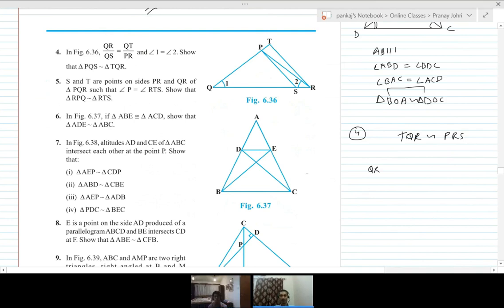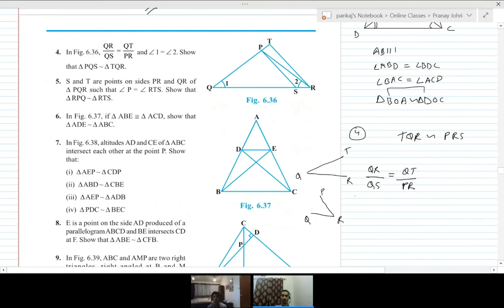QR, basically this length, by QS, this length, is equal to QT by PR. So QT is corresponding to PR, and QR is corresponding to QS.